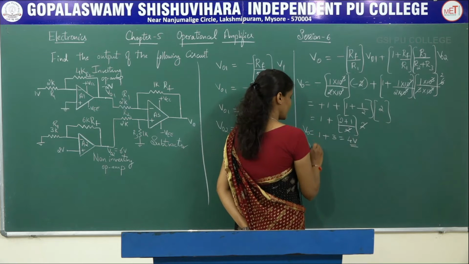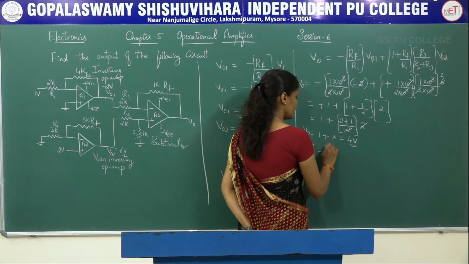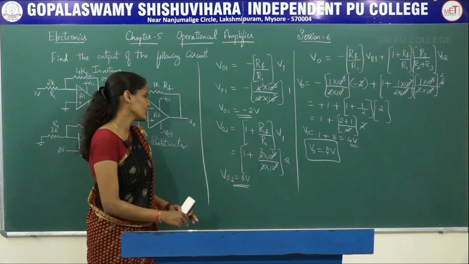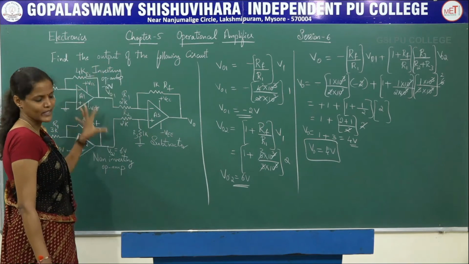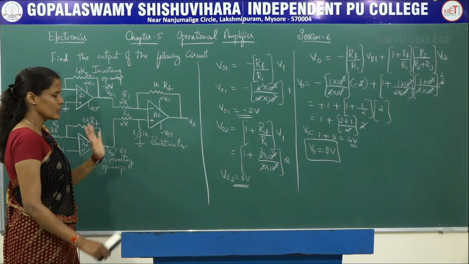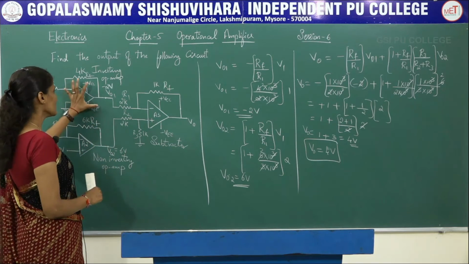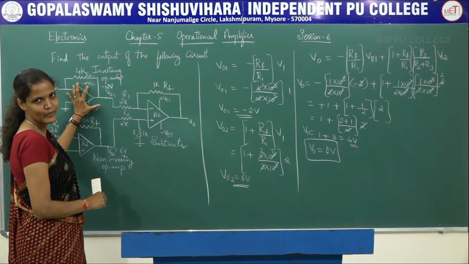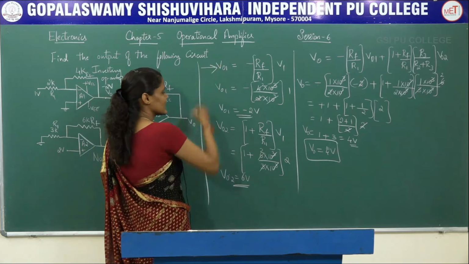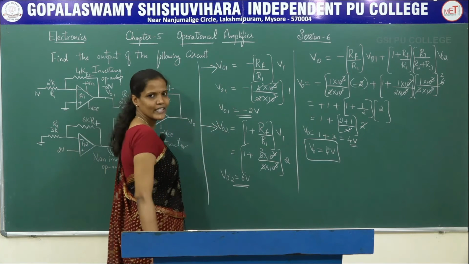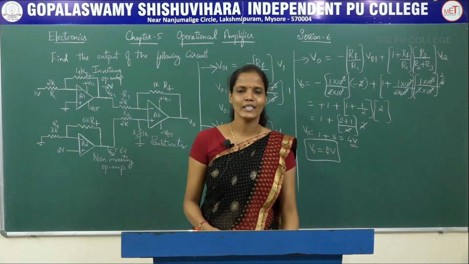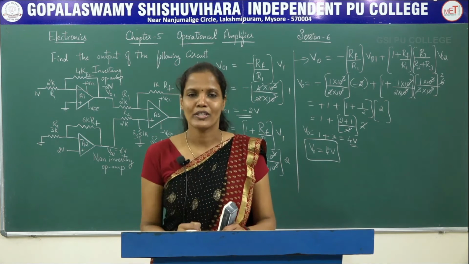So the output voltage V0 is equal to 4 volts, which contains 3 different amplifier circuits, out of which one is inverting op amp, the next one is non-inverting op amp, and the last one is subtractor. The problems are very easy. One thing is you have to identify which particular operational amplifier is given. Accordingly you have to use the formula. This is for the inverting operational amplifier, this is for non-inverting op amp, and this is for subtractor. If you know the formula you can easily solve the problem. So let's move on to the next problem.